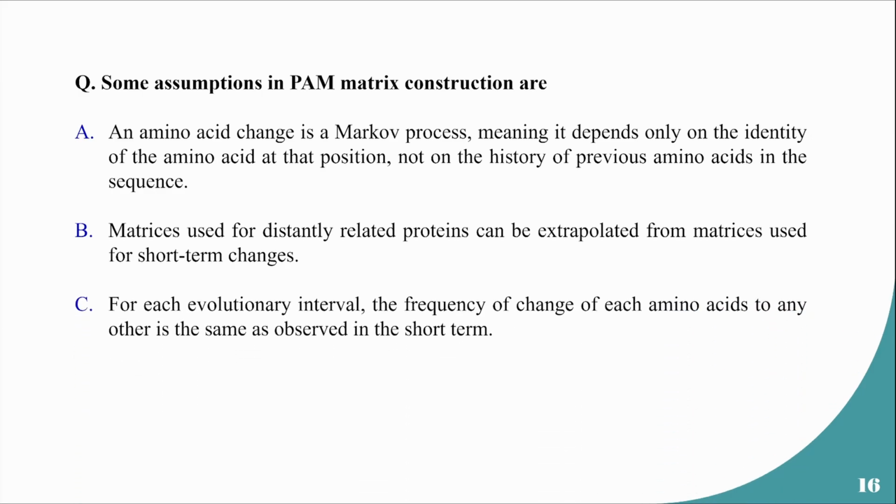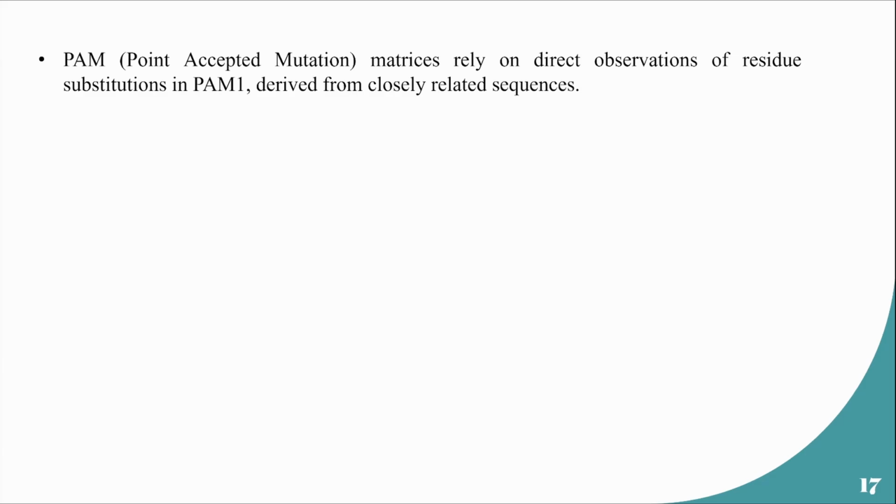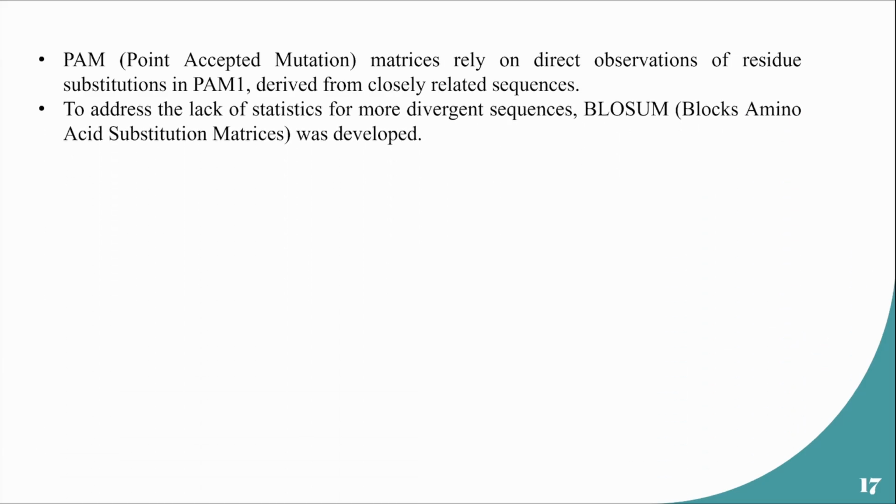And here something else is also assumed: that for each evolutionary interval, the frequency of change of amino acids is the same for short-term calculations. Okay. So again, for the distantly related sequences, we have to use matrix multiplication to extrapolate what the scores will be for those sequences, right?